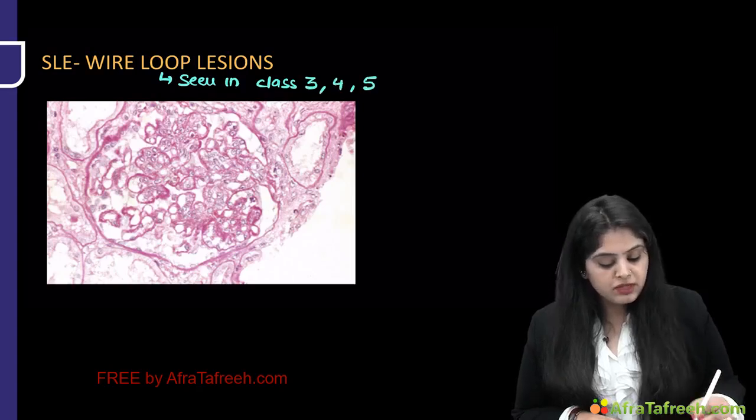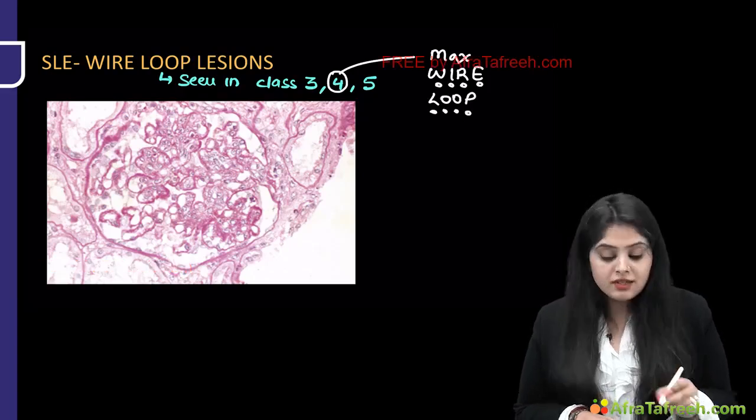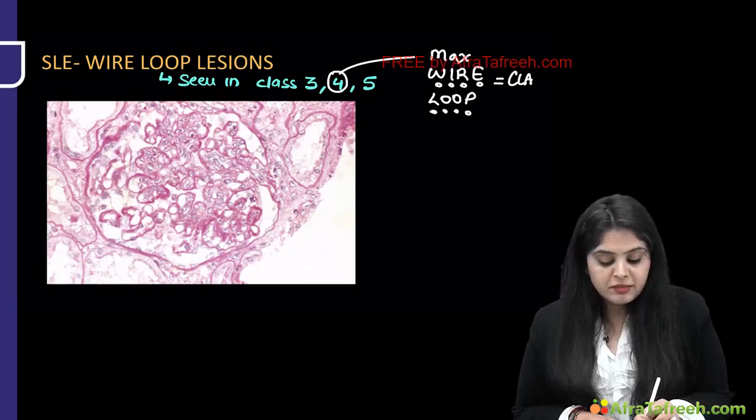But if someone asks in which class you see maximum wire loop lesions, see, wire has 4 alphabets, loop also has 4 alphabets. So the number 4 seems quite important here. Wire loop lesions are maximally seen in class 4.